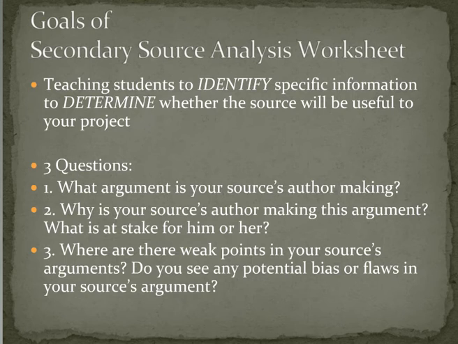Finally, and this one is very important, and it's not just important in this history class, but in all of your history classes, and really just in how we approach everything. So where are the weak points in your source's argument? Do you see any potential bias or flaws in your source's argument? So this is the question that I like to always ask as, what's missing? But by that, I mean, what did the author deliberately leave out?